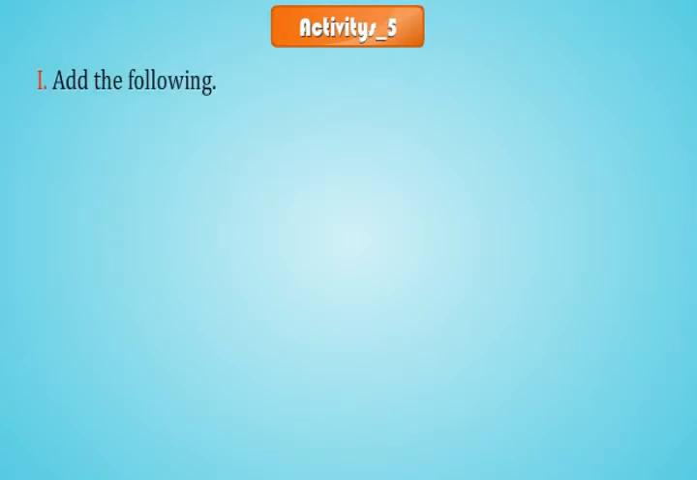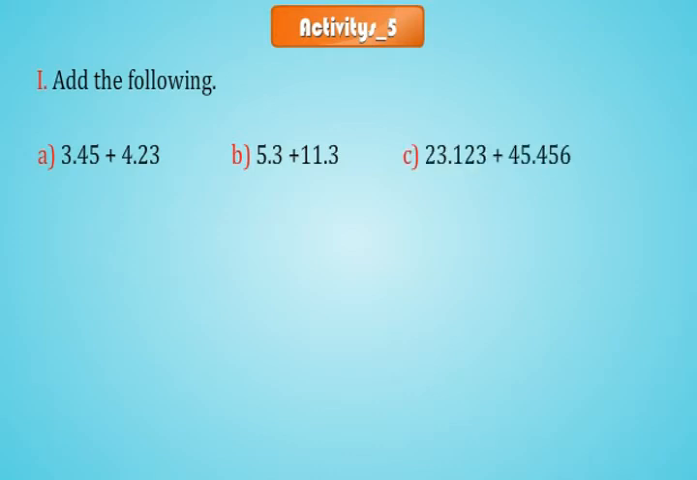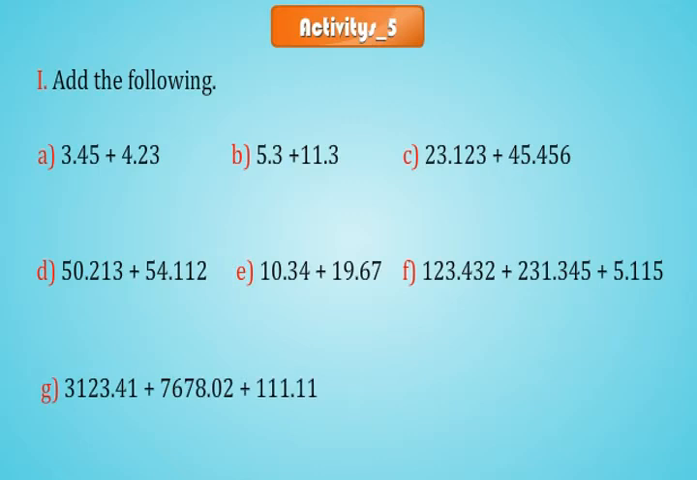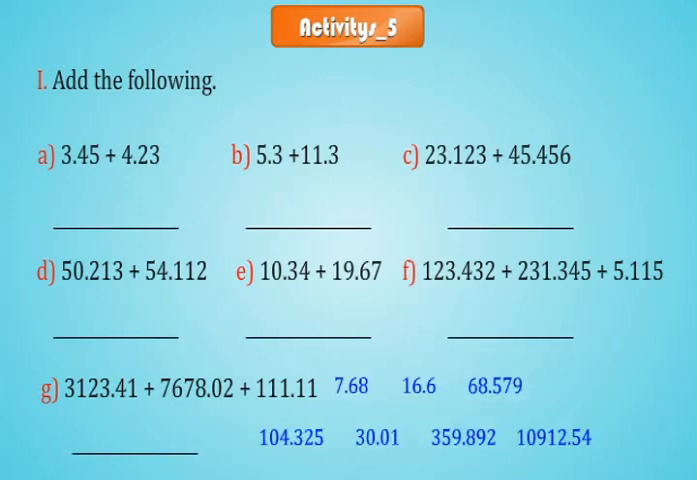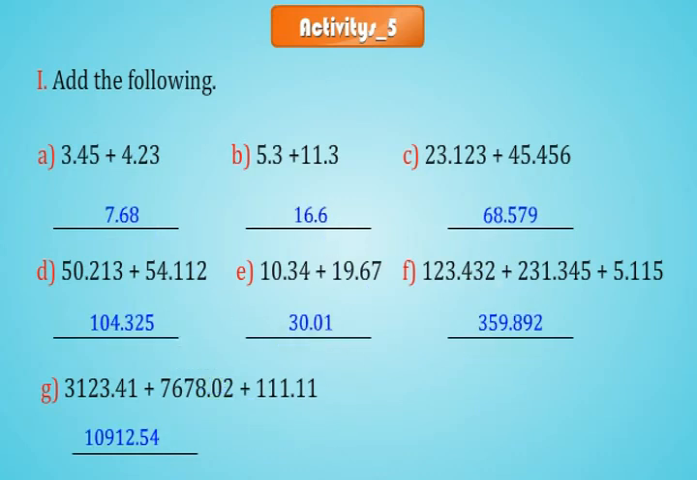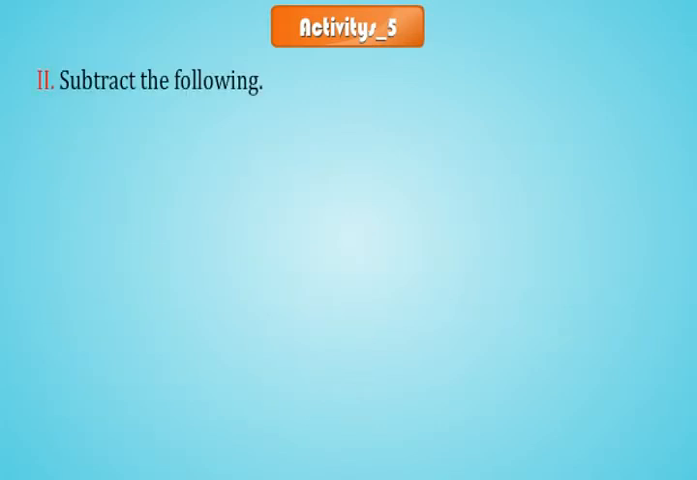Activity 5. 1. Add the following. A. 3.45 plus 4.23. B. 5.3 plus 11.3. C. 23.123 plus 45.456. D. 50.213 plus 54.112. E. 10.34 plus 19.67. F. 123.432 plus 231.345 plus 5.115. G. 3123.41 plus 7678.02 plus 111.11.